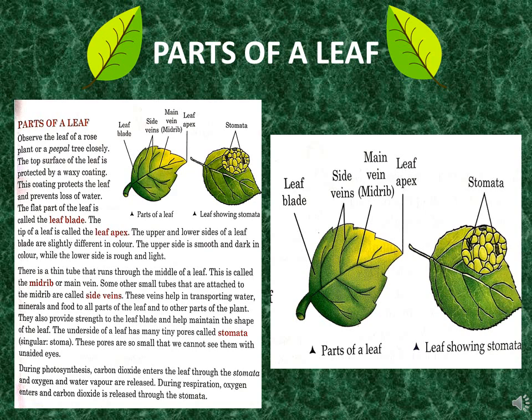During respiration, when the plant breathes, oxygen enters and carbon dioxide is released. Okay, so you will remember this point. During photosynthesis, oxygen is released and carbon dioxide is taken. And during respiration, oxygen is taken and carbon dioxide is released. Just the opposite. The coming and going of these two gases, O2 and CO2, oxygen and carbon dioxide, are just the opposite. Okay? So that's all about parts of a leaf.